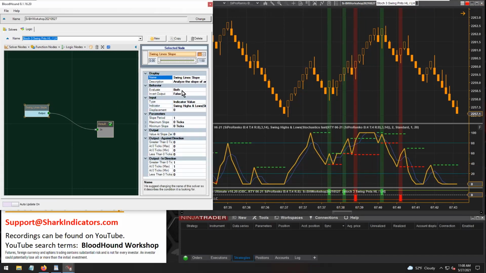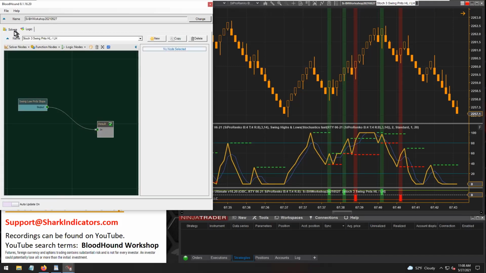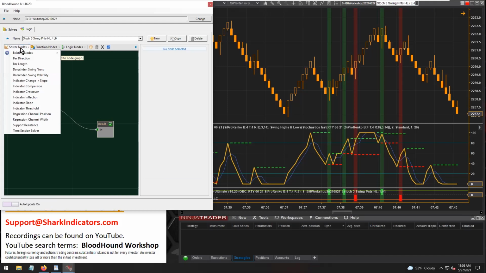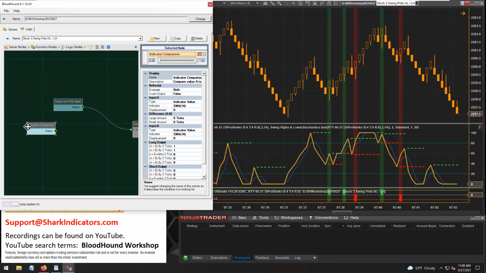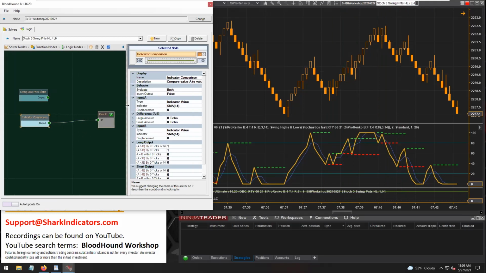All right, so we have one solver so far. All right, so let's see. So we have the swing low points being identified. And so we need another solver for the swing highs. And actually, before I get there, let me do some testing here with the comparison solver. So who knows, maybe the comparison solver might work better after all. So I'm just going to set this up real quickly here.